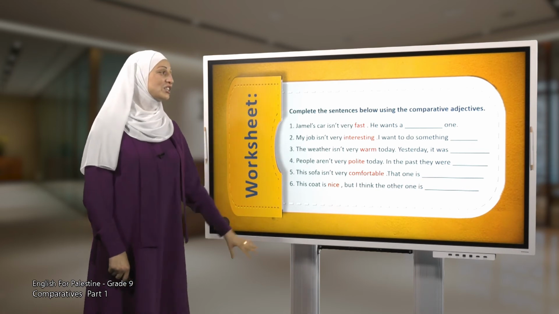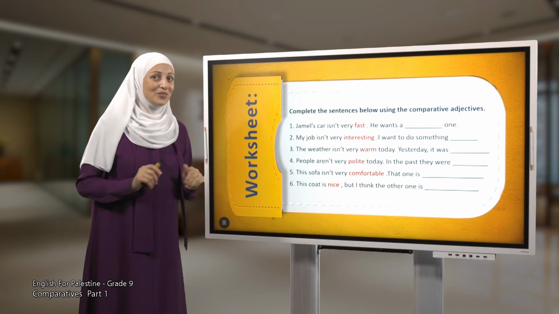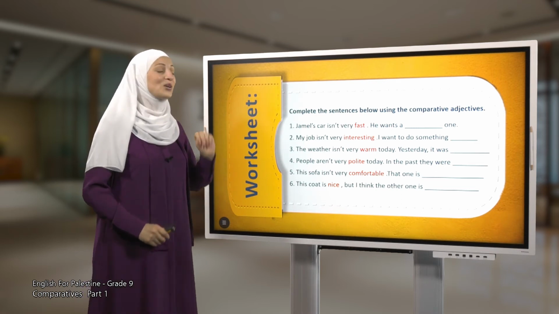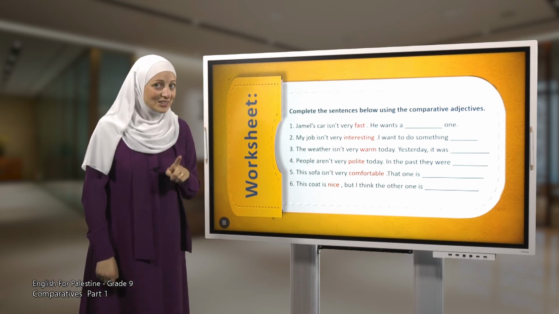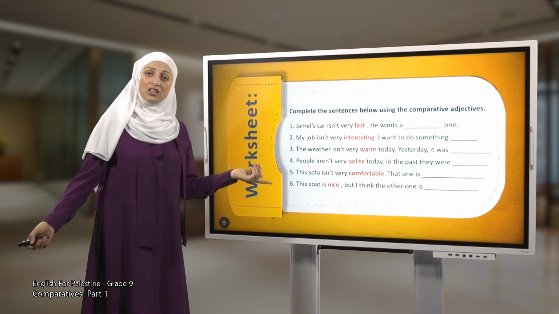This is the worksheet you have to do after you are done with this lesson. Let's start with the first question. Please concentrate. Complete the sentences below using the comparative adjectives. Number 1, Jamil's car isn't very fast. He wants a one. Okay, where's the adjective here?